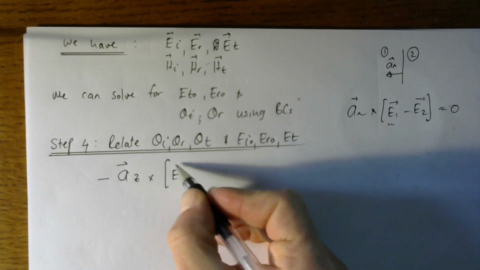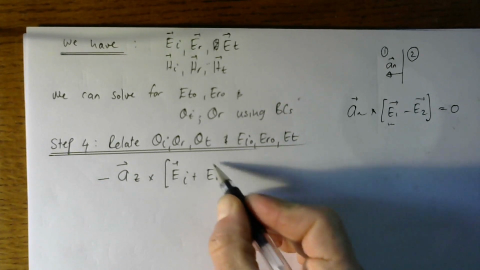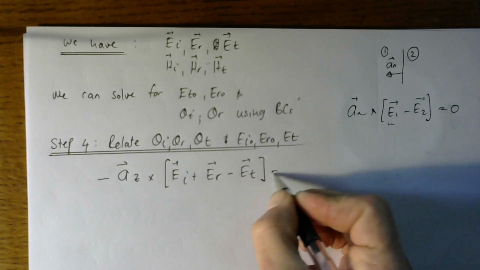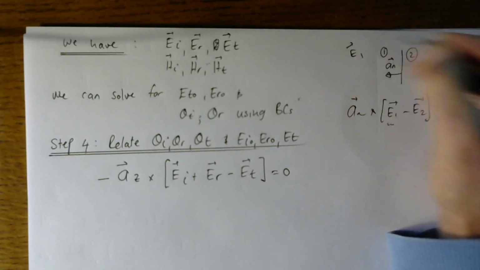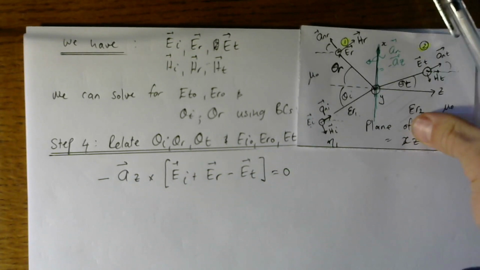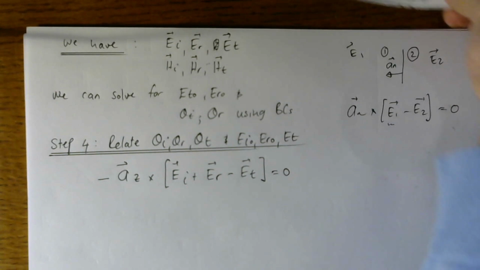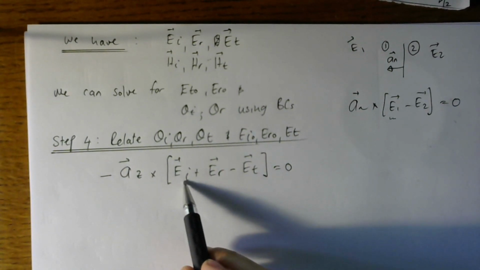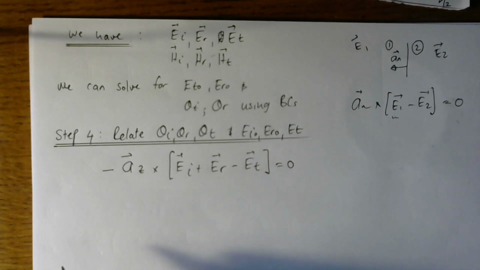So it's EI plus ER minus ET is equal to 0, because this E2, remember here is E1 and here is E2, and if I look at my little drawing here, E2 is just equal to this part, the transmitted electric field. So here I have this. And then it's simple. Then you just substitute your already known expressions for EI, ER, and ET into this equation. And we can do that.